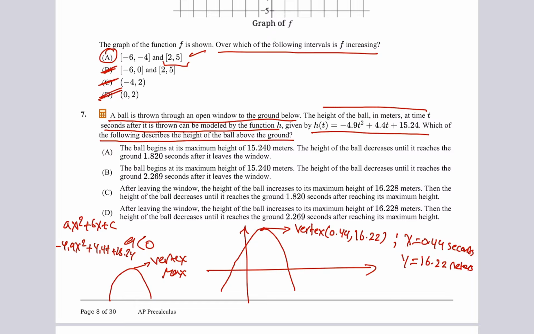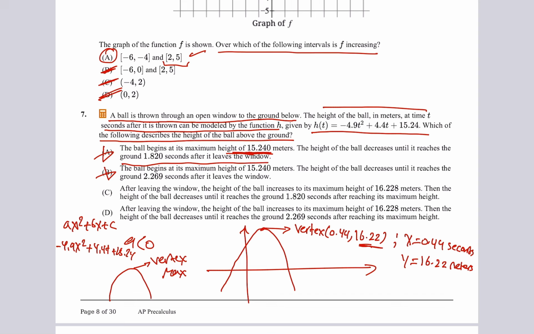And what's the case? So let's have a look at option A. The ball begins at its maximum height. That is not the case. No, it does not begin at the maximum height. The maximum height is actually 16.22, and it's not 15.240. So option A is out. Option B mentions the exact same phrase.